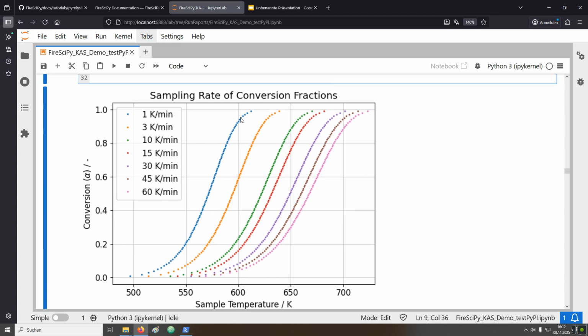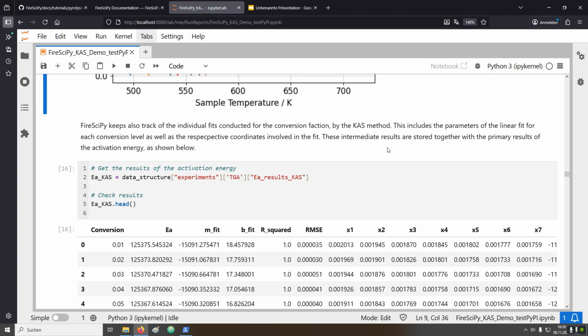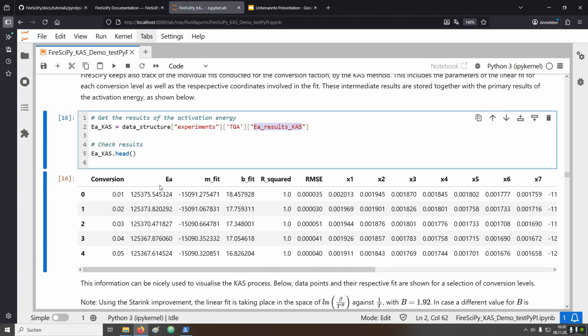Somewhere in between is a transition where the reaction is actually happening, visualized here from the S shape of the blue dots. With higher heating rates, the reaction shifts to higher temperatures. This is also nicely visible here. This phenomenon is used to determine the activation energy and forms the basis of thermal analysis. Another example are the results of the KAS computation. These are stored inside a pandas data frame.